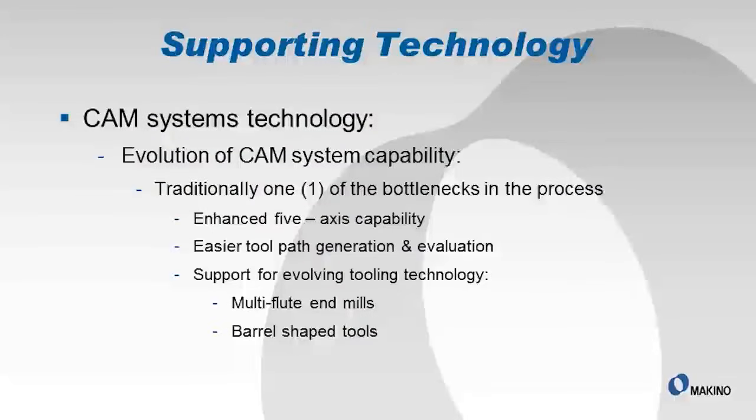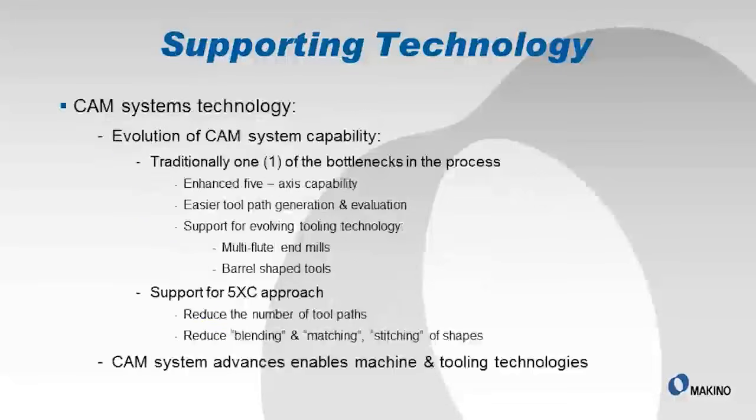With this combination of supporting the new tooling technology and the adding on of the multi-axis tool paths, we can help program in 5XC to reduce the number of tool paths. Since we don't have to go back with longer tools to reach into areas, we can now just tip the tool axis away, avoiding collisions, using one single tool path. This in turn is going to help reduce blending and matching stitching of the shapes of our parts.